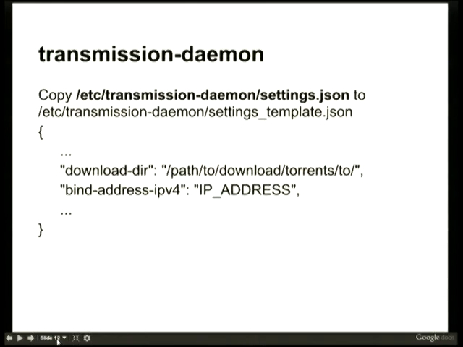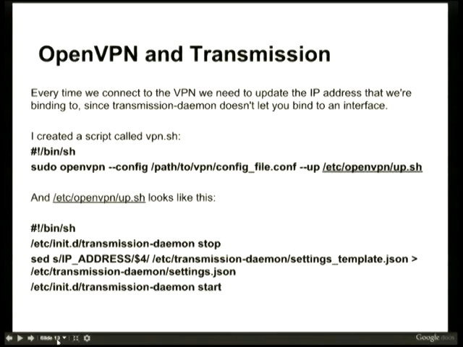So transmission daemon is a little bit different. Instead of editing the settings file, I created a copy of it, called settings template there. And I changed the download directory to the path to where I want to download my torrents to. And then I set the IP address to the word IP_address. The reason I do that, you're probably wondering what's going on here, is because when I connect through OpenVPN, I have a little script here that connects me to OpenVPN, and the conf file I actually got from my VPN provider, so that was pretty simple.